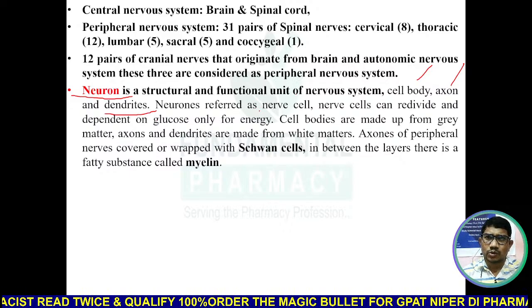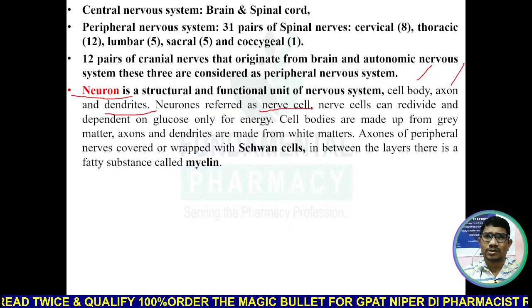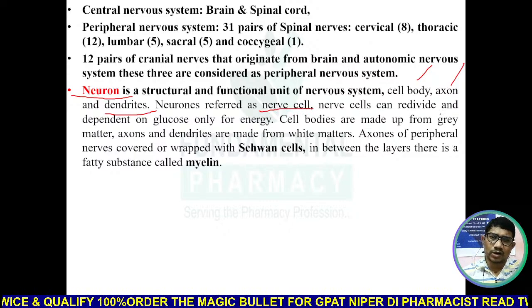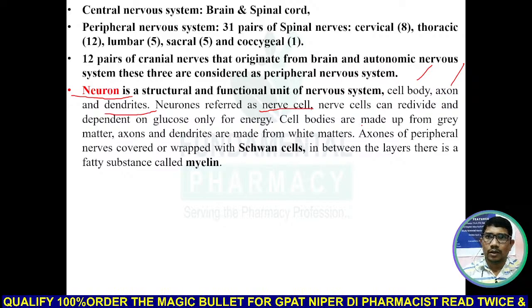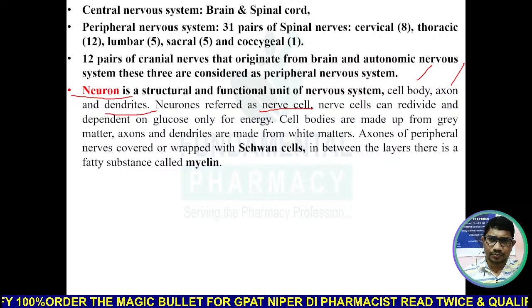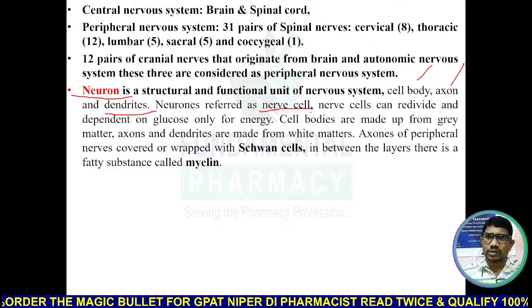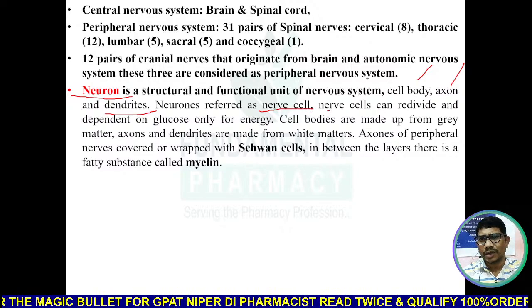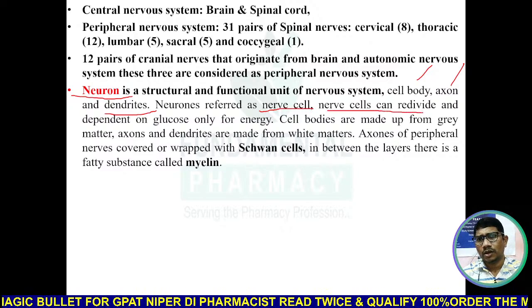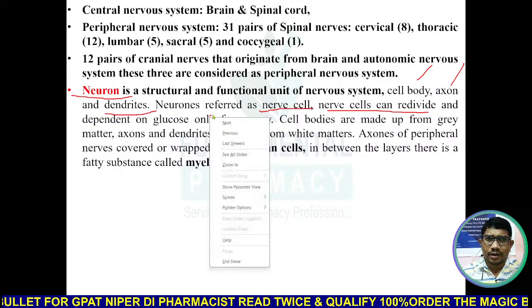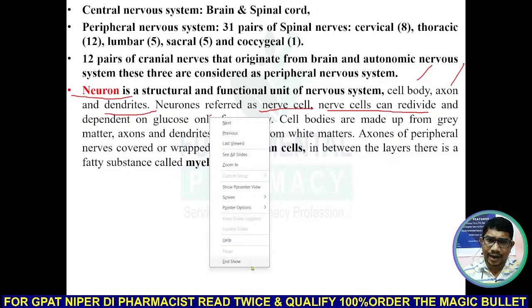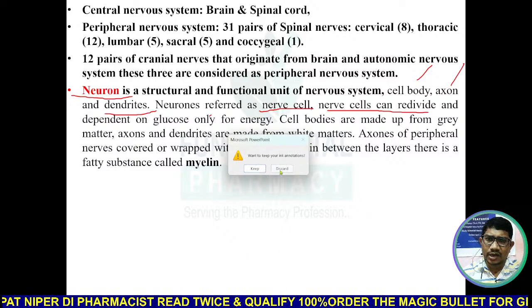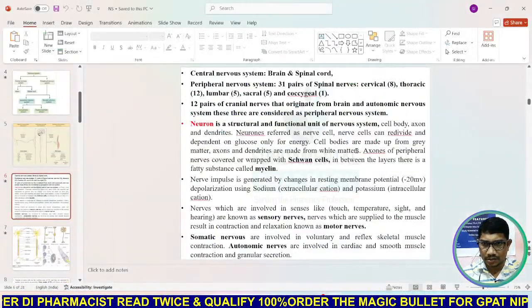So neuron is also known as a nerve cell. Okay. Nerve cell cannot divide, and it is dependent on glucose for the energy.